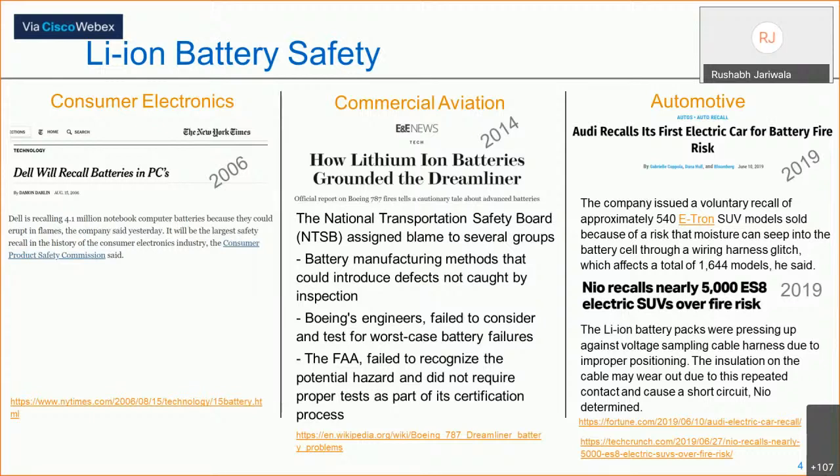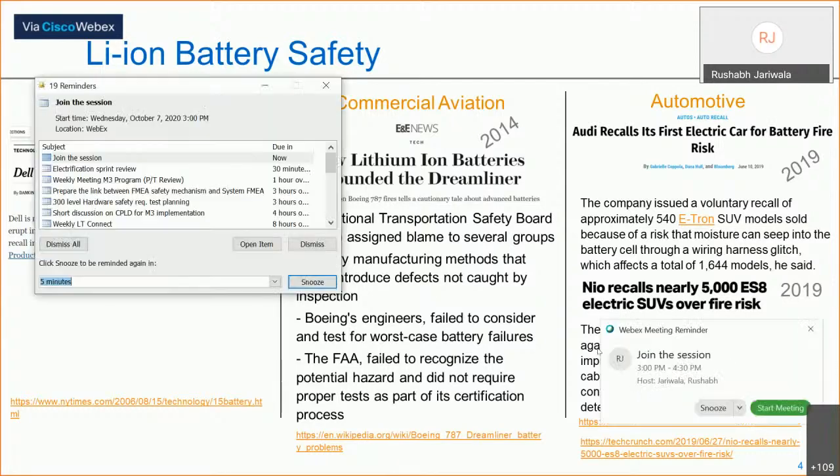And around the same time, the automotive industry started adopting lithium ion battery packs into EV cars and so on. There are some incidents, but I just want to highlight the one that happened very recently in 2019, where almost 5,000 NIO SUVs needed to be recalled because this battery pack, in certain conditions, can overheat and catch fire.